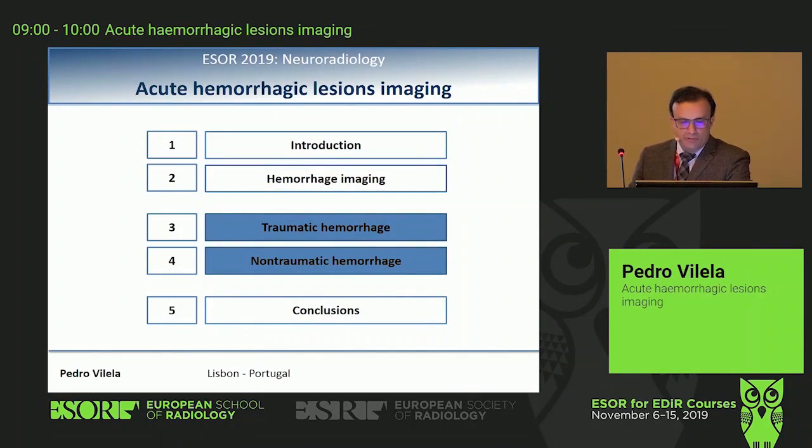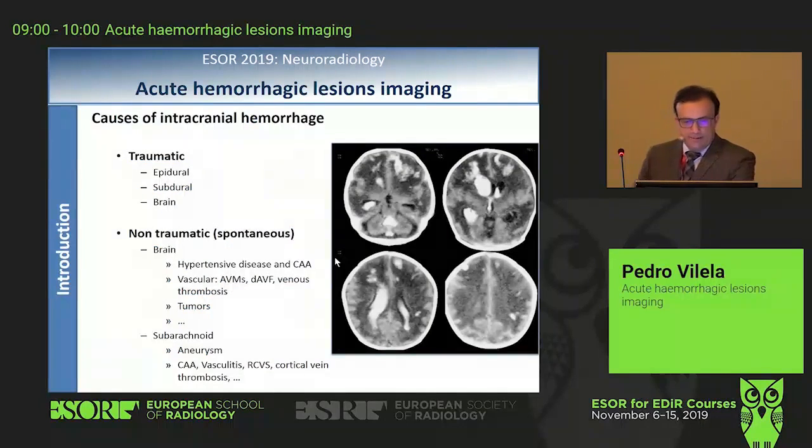Layout of the lecture: we will introduce brain hemorrhage and intracranial hemorrhage, then imaging, traumatic hemorrhage, non-traumatic hemorrhage, and try to draw some conclusions. So the first thing, when we are analyzing a case, we are going to look at the cause of the hemorrhage. And we are going to divide it into two major groups, the traumatic ones and the non-traumatic ones.